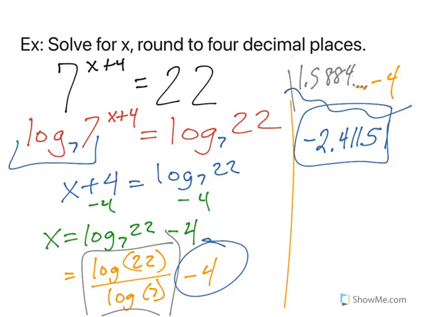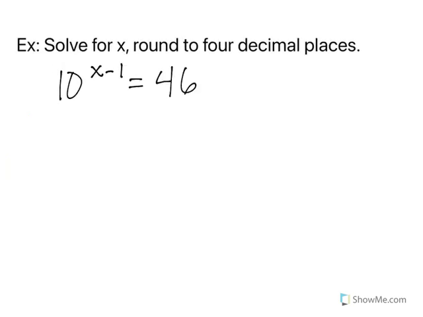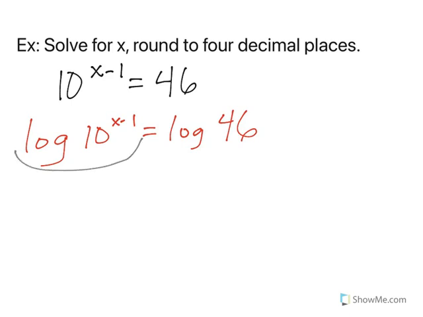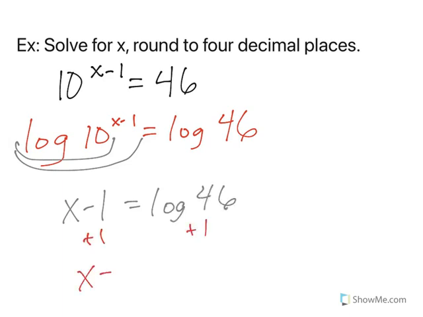And the last one, solve for x, round to 4 decimal places. Again, the exponential is already isolated on the left, so we're going to log both sides. Now notice this one. The base of the exponential side is base 10. That's a common log. That's what my calculator is already in. So x minus 1 equals log of 46. Last step is to add 1. So x equals the log of 46 plus 1.